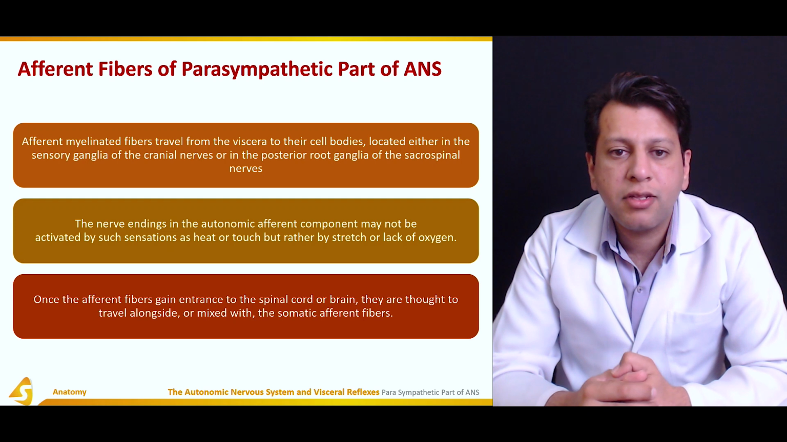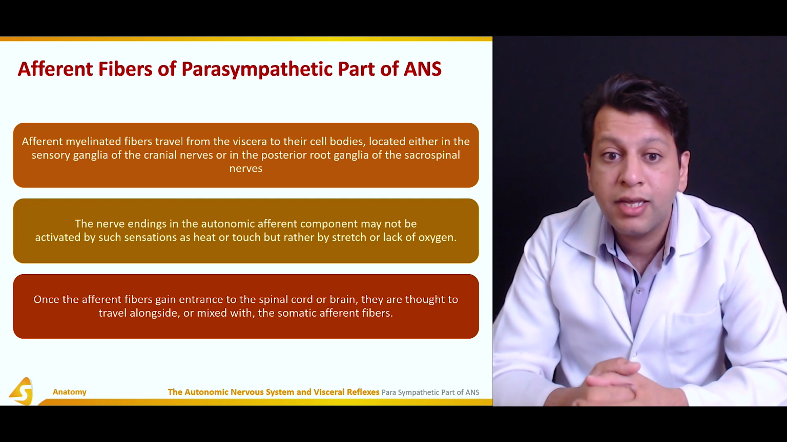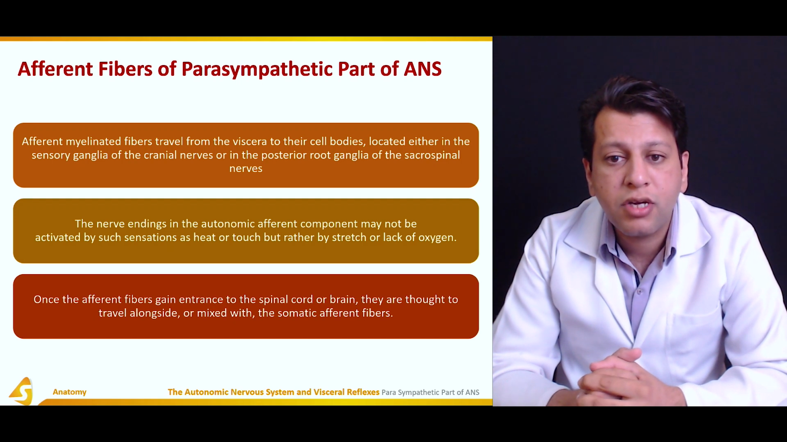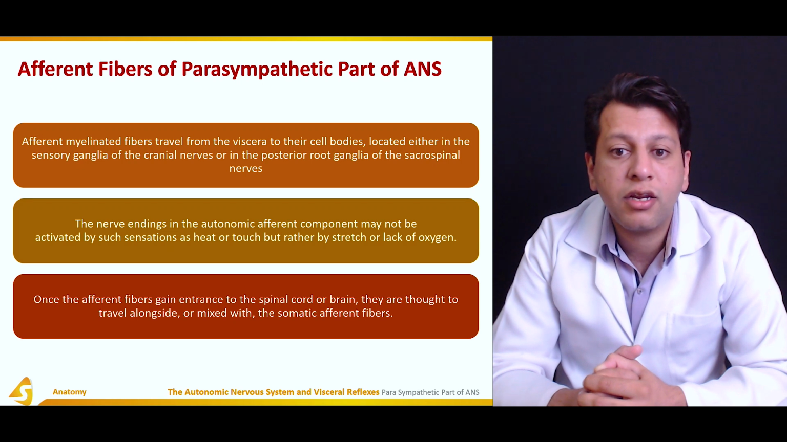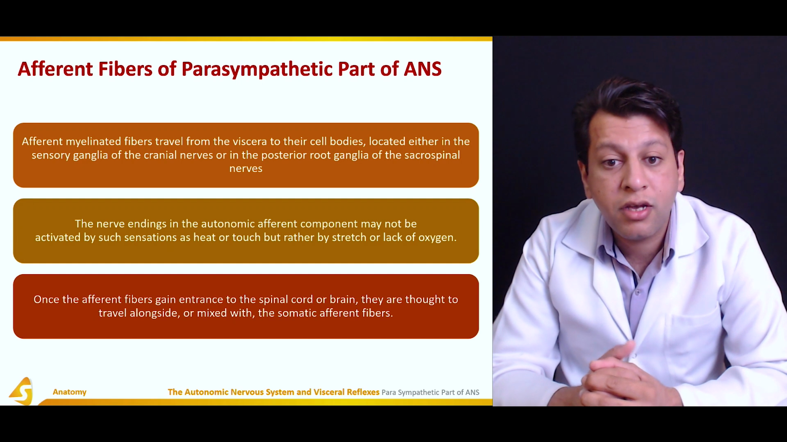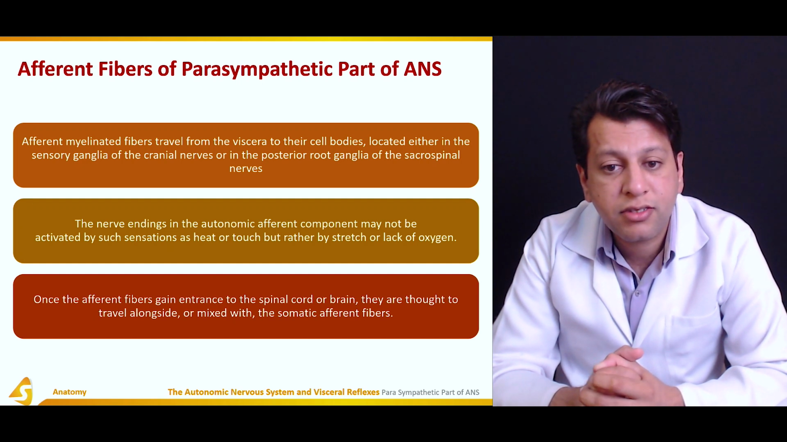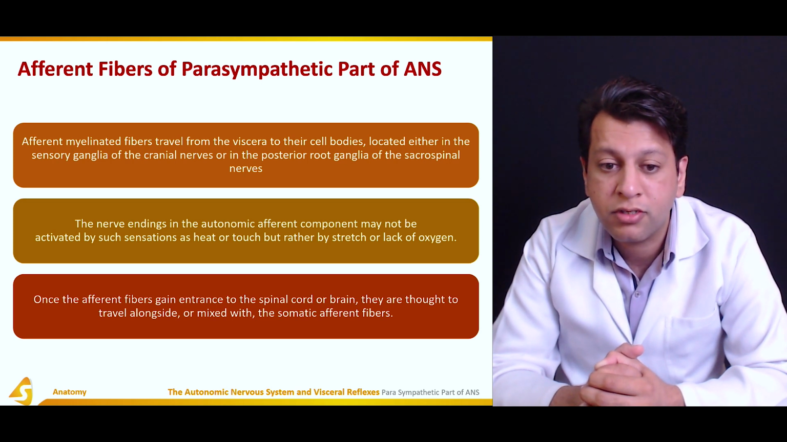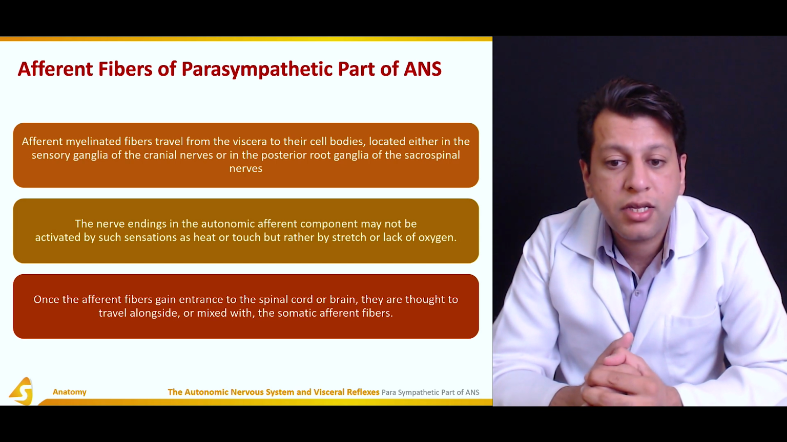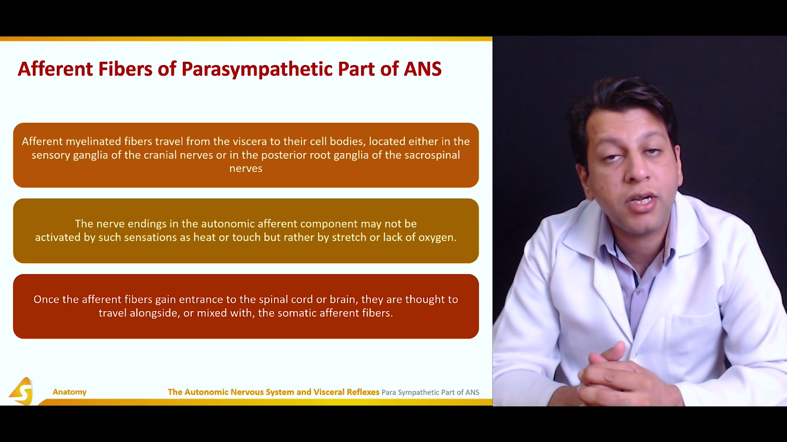Now, this is an example of the afferent fibers of the parasympathetic part of the ANS. How are they formed? Myelinated nerve fibers travel from the viscera to the cell bodies located either in the sensory ganglia of the cranial nerves or in the posterior root ganglia of the sacral spinal nerves. The nerve endings of the autonomic afferent component may not be activated by sensations such as heat or touch, but rather by stretch or lack of oxygen. Once the afferent fibers gain entrance to the spinal cord or brain, they are thought to travel alongside or mixed with the somatic afferent fibers.